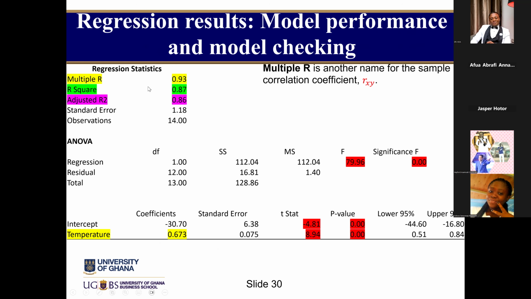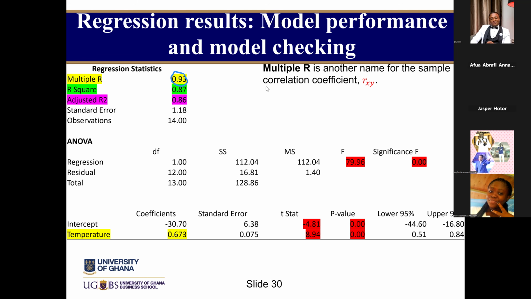Number 1, know about the multiple R. The multiple R is another name for the sample correlation coefficient, the one we found. If you can remember carefully, it was 0.93, and this one is truly 0.93. Okay, so that's it. But this is because we are dealing with simple regression. In a multiple regression, it will be different.